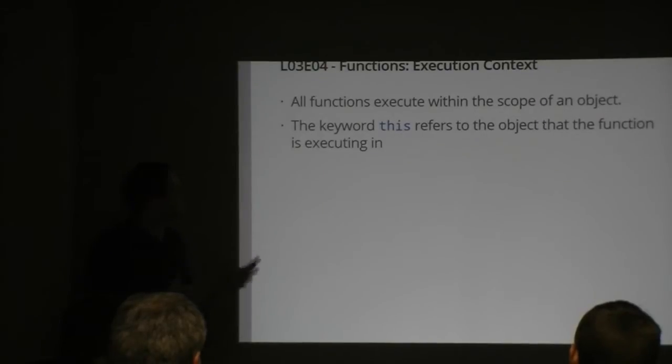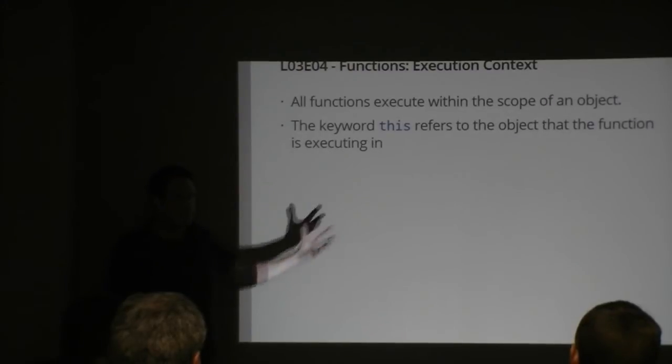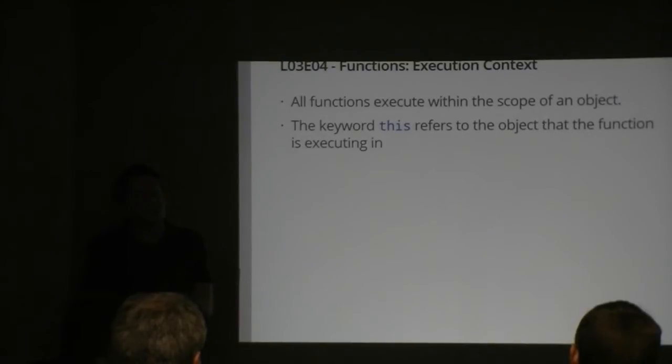But hopefully you get a little bit of it, right? So they execute in the scope of an object. The keyword this, which is a special keyword inside of a function, refers to the context in which that object is executed. And the value of this is what's confusing, because this can be one of many different values. It depends on the invocation method.